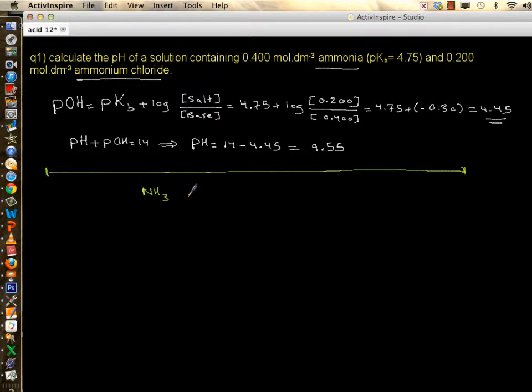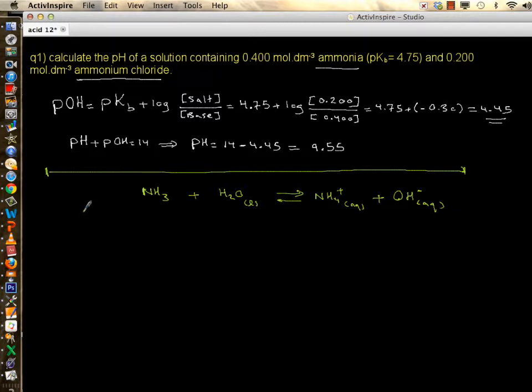So ammonia plus H2O will give you ammonium, NH4+ aqueous, and it comes from ammonium chloride, plus hydronium, H3O+, plus hydroxide. Maybe that mistake was intentional, not really.